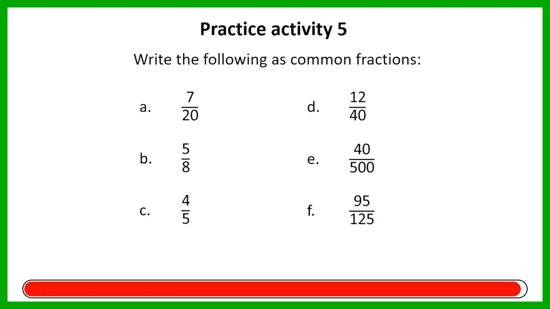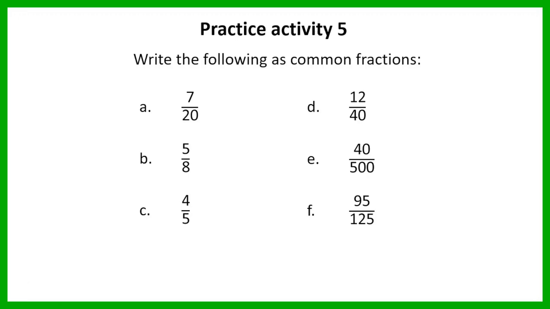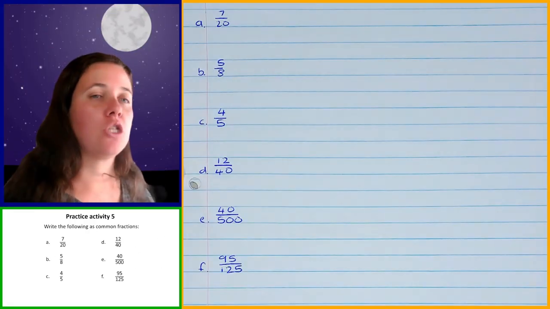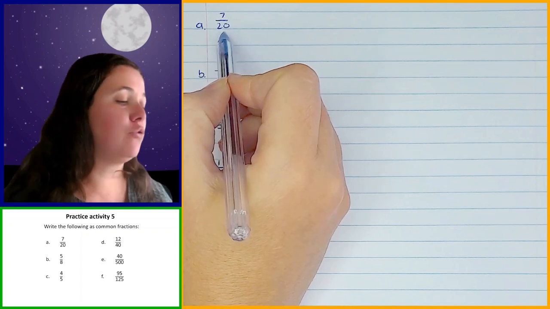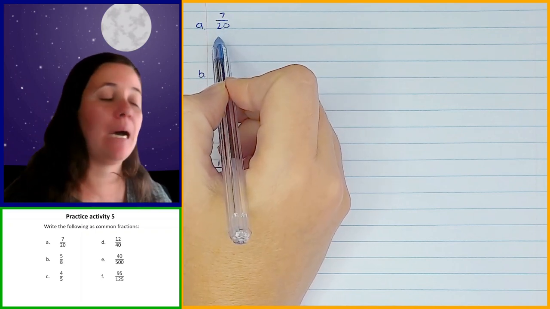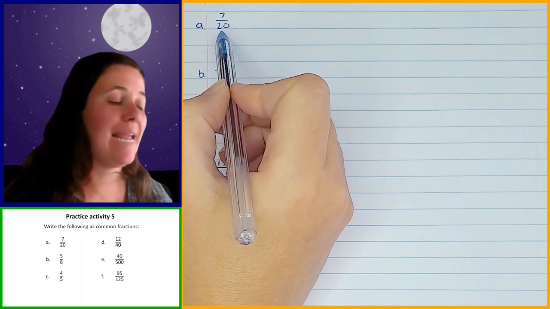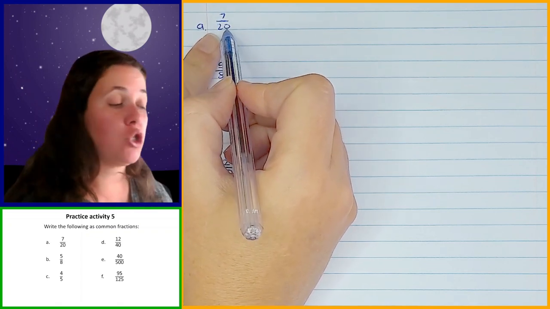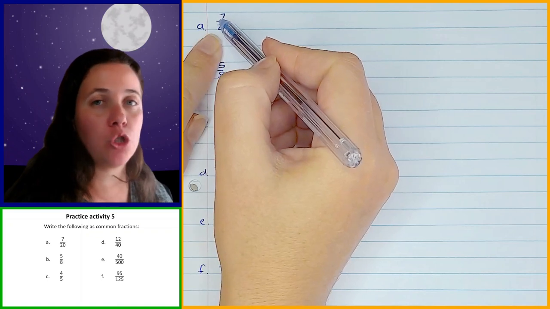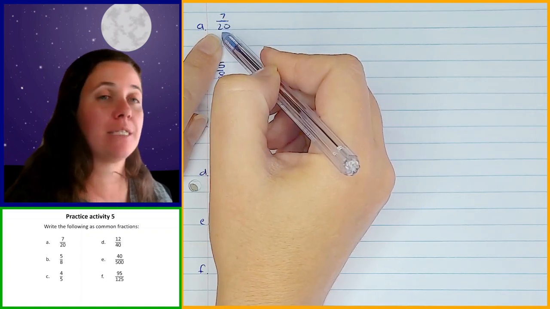Okay, so let's go through each of those. So the first one, 7 over 20, I need to rewrite it as something over a power of 10. So first, 10, can I convert this to something over 10? I can divide 20 by 2 to get 10, but I can't divide 7 by 2 and get a whole number. So I'm not going to convert that to something over 10.